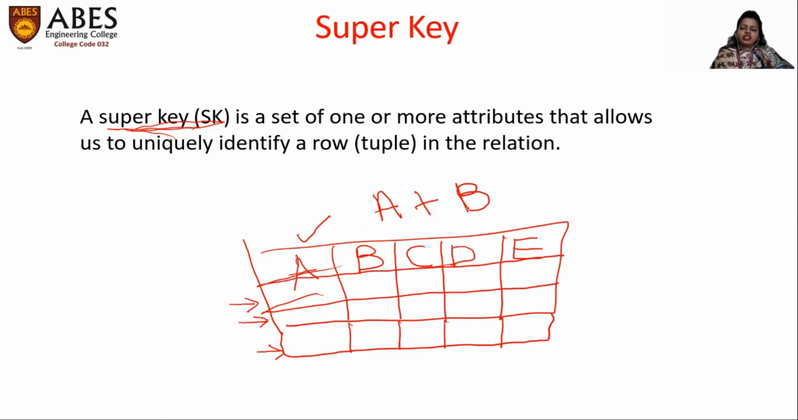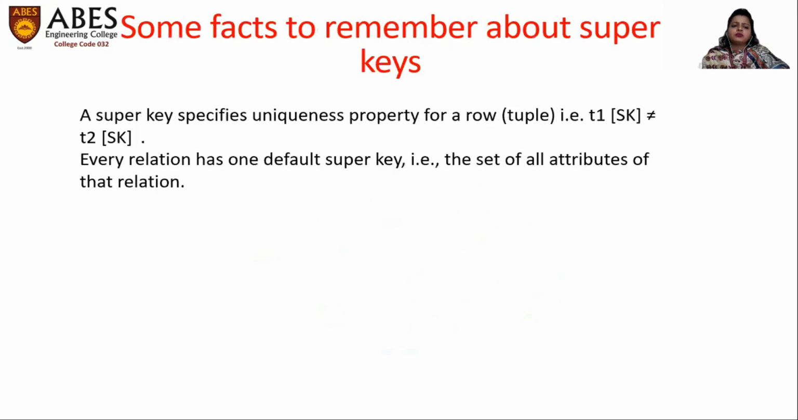Now, how will you decide how many fields are required in order to have a super key? You must have heard about the primary key. A primary key is a type of key that is used to uniquely identify each tuple. So the primary key is generally known as the minimal super key.